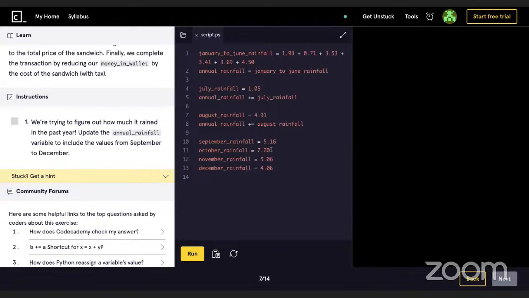And take away the November rainfall and December. No, just don't take it away. And then click the enter button. Okay, so what you need to do now is click annual rainfall, annual underscore rainfall. Type it in.